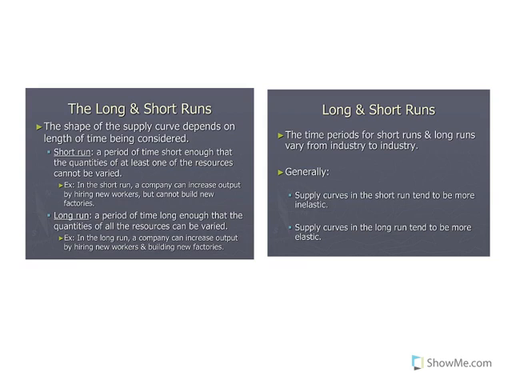So the time it would take them to build another factory, that would be considered the long run, because in the long run, that's when all of your resources are variable. So those resources that are fixed in the short run, we can alter in the long run. So again, that's important in understanding why in the short run, supply is more inelastic. It's because firms can't respond to the increase in price because of the capability of their firm in terms of production, whereas in the long run, they can. So again, generally, supply curves in the short run tend to be more inelastic, and supply curves in the long run tend to be more elastic.